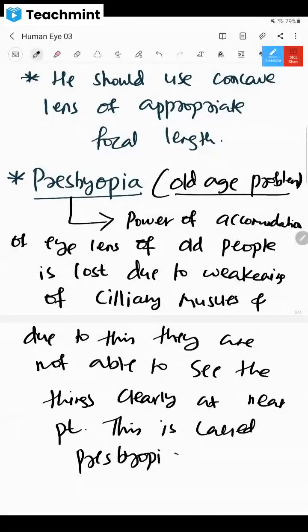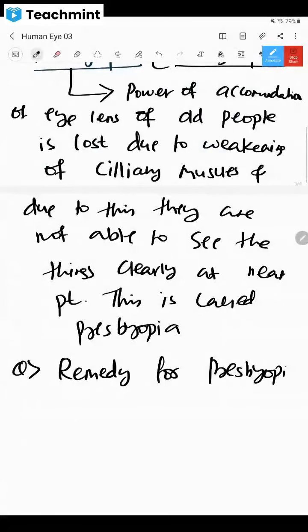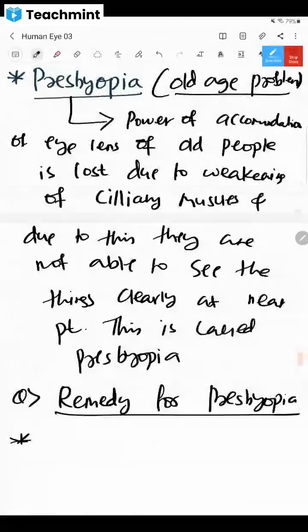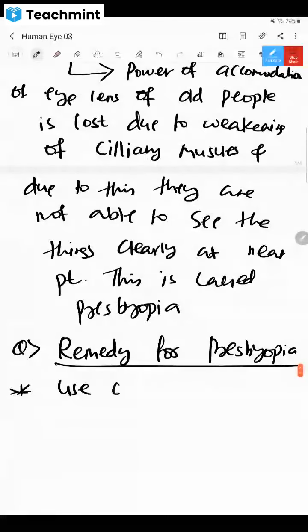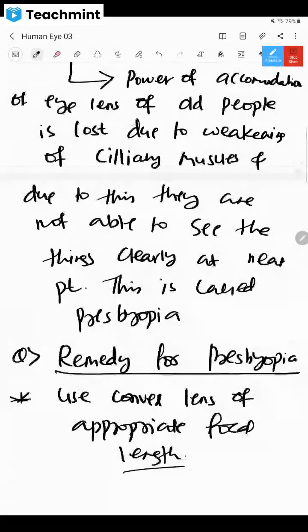Now tell me, can you guess what is the remedy for presbyopia? Vaishnavi, can you guess? Near point they are not able to see, so which lens should I be using? Convex lens. Very good. Use convex lens of appropriate focal length. Is it okay? Yes or no? Yes, sir.